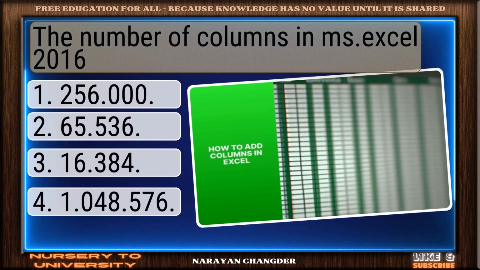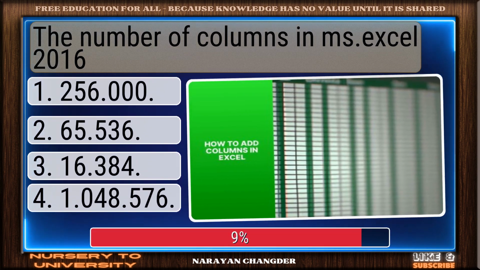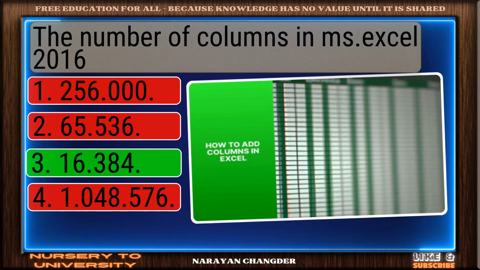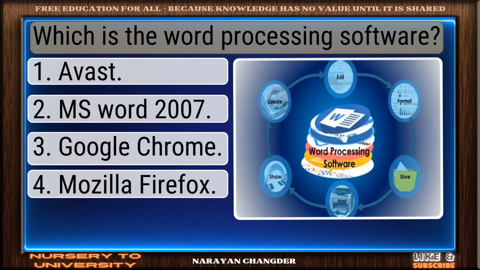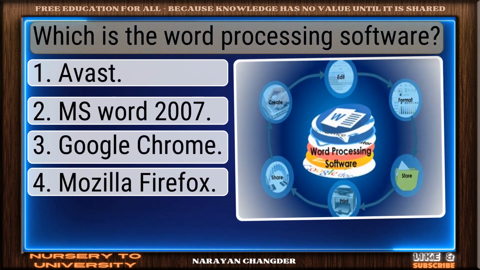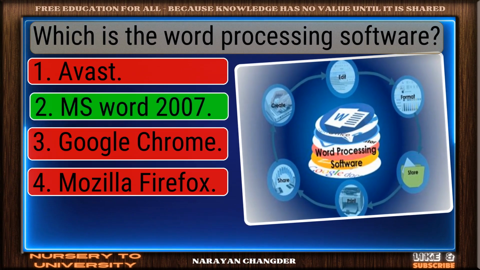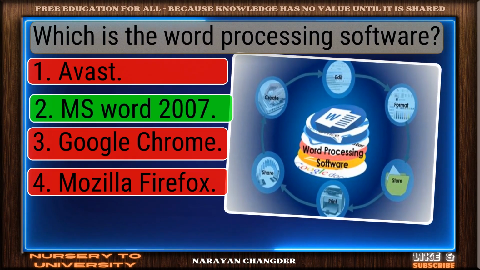The number of columns in Ms Excel 2016. Good thinking. 16384 is the right answer. Which is the word processing software? Valid point. Ms Word 2007 is true.